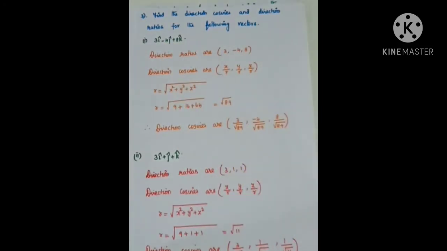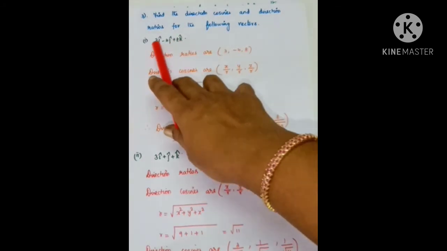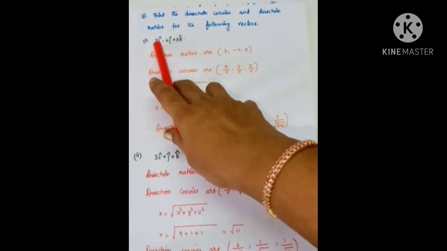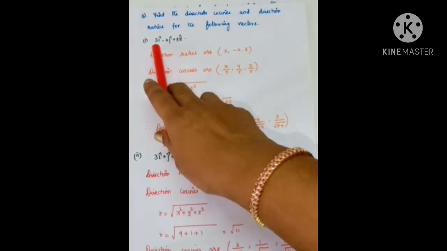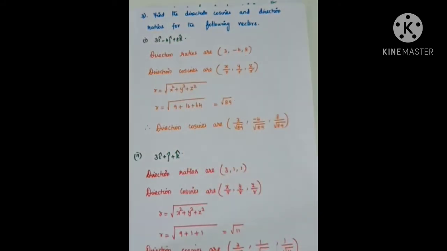We have said any number proportional to the direction cosine. So in this vector, you take the coefficients of i cap, j cap and k cap. So that is 3, minus 4, 8. They are the direction ratios of the vector. Okay, direction cosine formula is what? It is nothing but x by r, y by r and z by r.